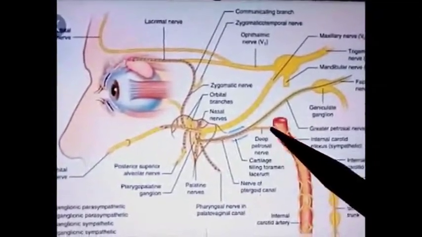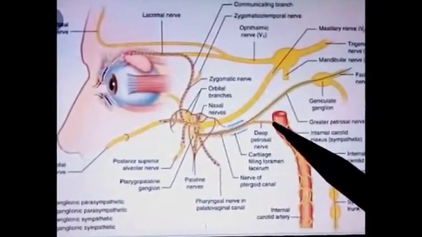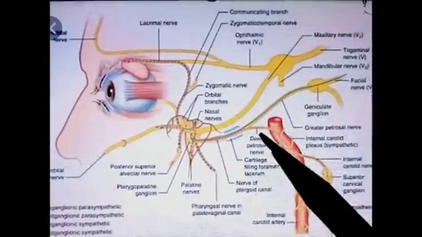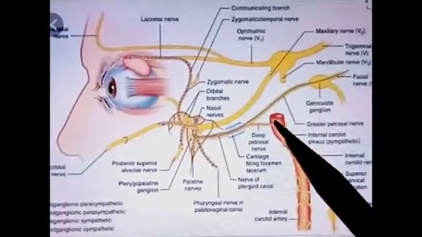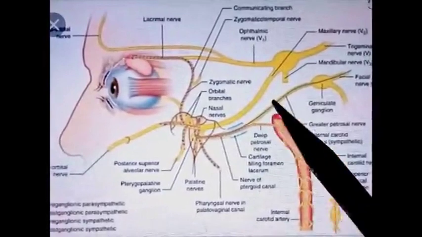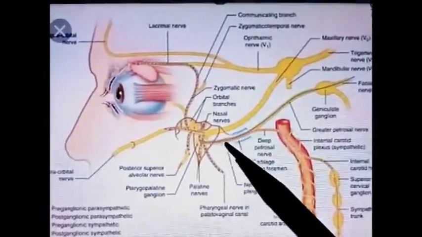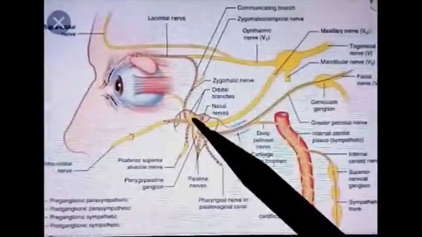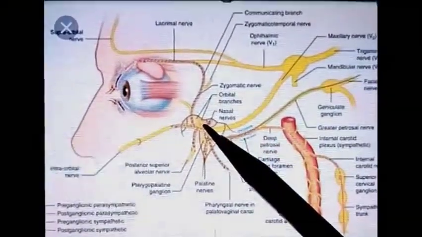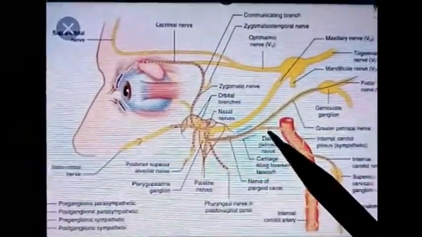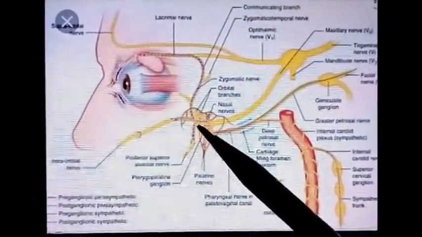The deep petrosal nerve is a sympathetic nerve. It is a branch of the sympathetic plexus which is present over the internal carotid artery. It carries postganglionic fibers of the superior cervical ganglion. Then the deep petrosal nerve joins the greater petrosal nerve to form the nerve of the pterygoid canal, which reaches the pterygopalatine ganglion. And the sympathetic fibers of the deep petrosal nerve are distributed through the branches of the pterygopalatine ganglion.